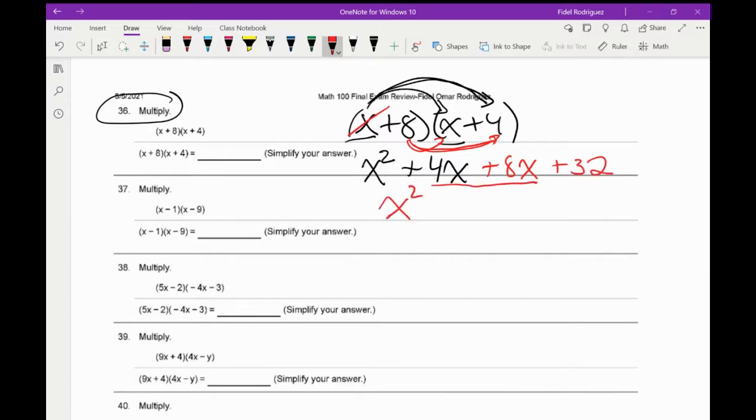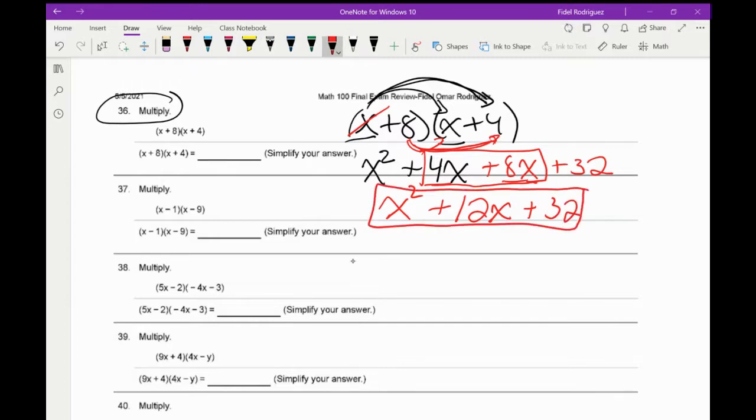And now we can combine these two together. So just a quick reminder, y'all, when I'm combining terms, the only thing I'm doing is combining the numbers in front. The variables don't change, okay? So if I have a 4x and an 8x and I'm adding those together, that's going to leave me with a 12x plus 32. And that's what I would write right over here, x squared plus 8x, I'm sorry, 12x plus 32. So I hope that helped for number 36.